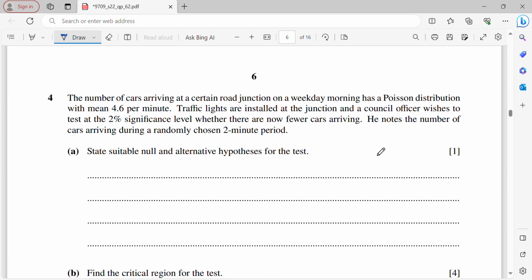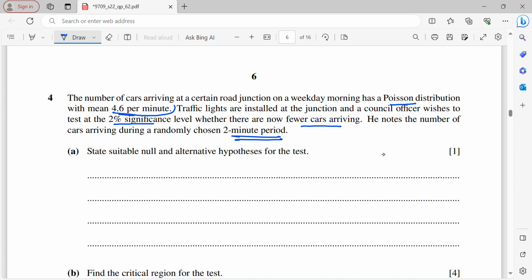Okay, now for question number 4. The number of cars arriving at a certain route junction on a weekday morning has a Poisson distribution with mean 4.6 per minute. Traffic lights are installed at the junction and the council officer wishes to test at 2% significance level whether there are now fewer cars arriving. He notes the number of cars arriving during a randomly chosen 2 minutes period.